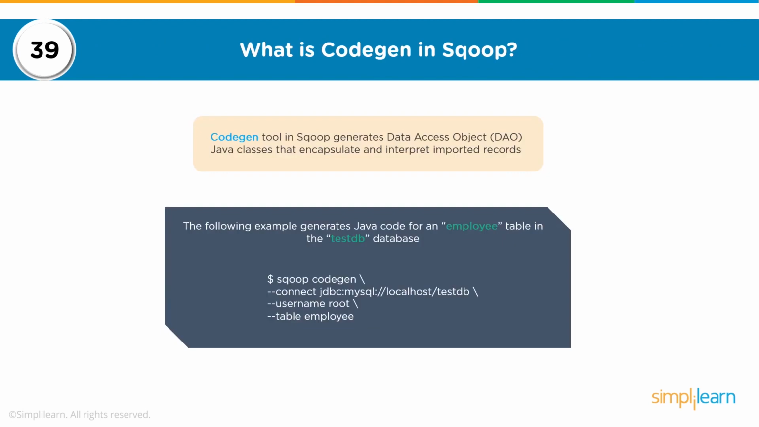What is CodeGen? So Sqoop commands translate into your MapReduce job or map only job. So CodeGen is basically a tool in Sqoop that generates data access objects, DAO, Java classes that encapsulate and interpret imported records. So if I do a Sqoop CodeGen, connect to an RDBMS using my username and give a table, this will generate a Java code for the employee table in the test database. So this CodeGen can be useful for us to understand what data we have in this particular table.